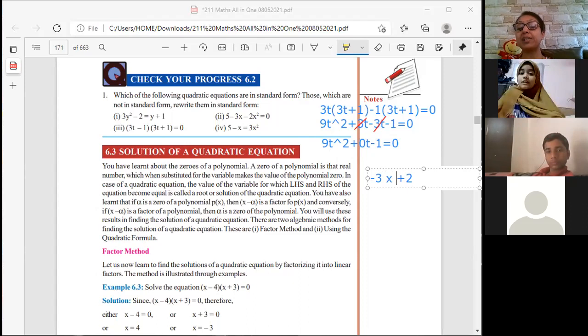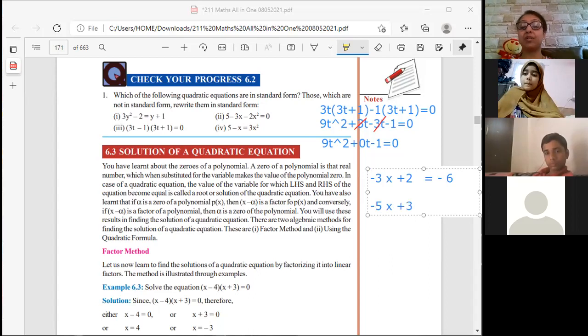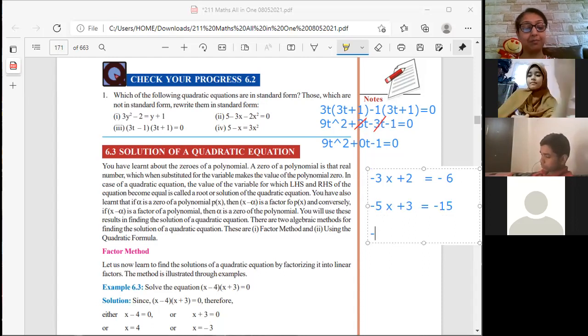Three multiplied by 2 is 6, minus 6. Yes, you get a minus 6. Am I right? Now, same way, I'll give you more examples. What will you get? Minus 15. Yes, because you're taking the sign of minus, because minus plus is always minus. Correct?